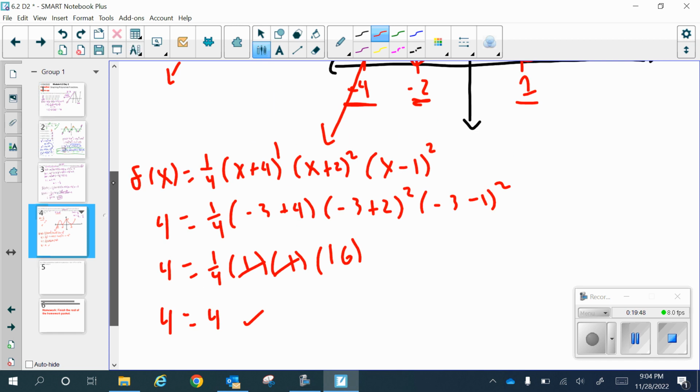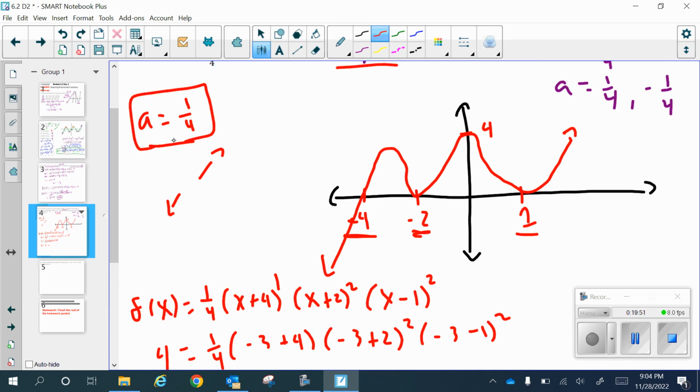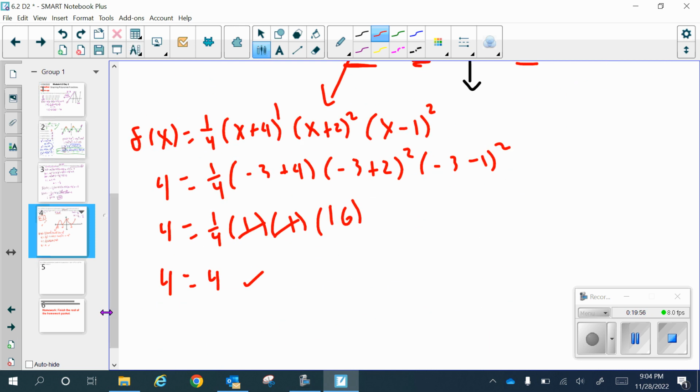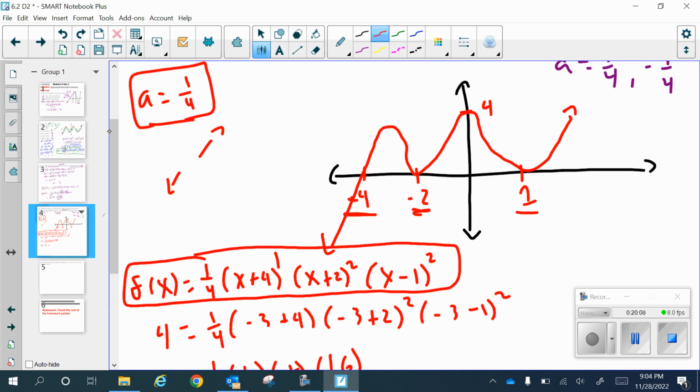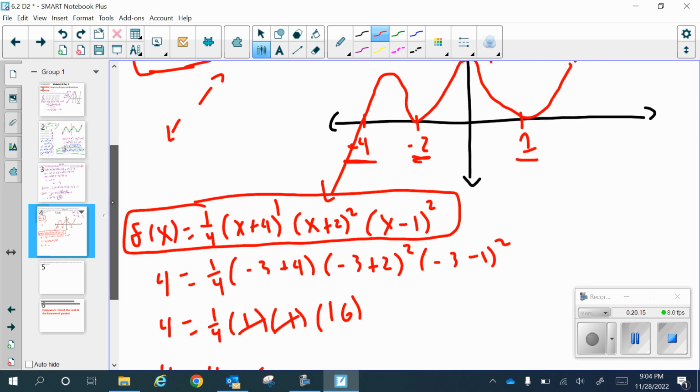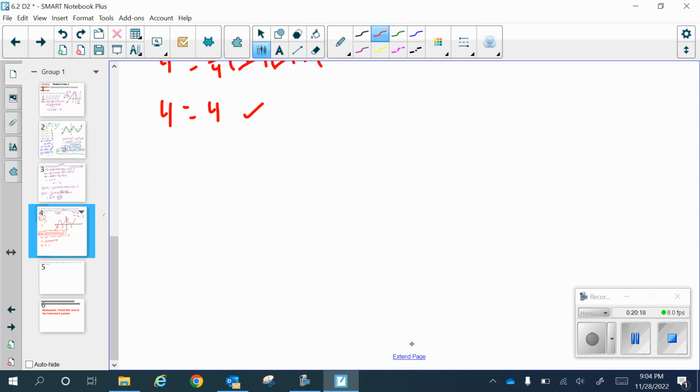So that means this is the real leading coefficient. My leading coefficient is a equals 1/4. So this right here is my equation of the polynomial. But just because we figured it out, we're going to go ahead and do the other a value as well, just to kind of see what happens if we didn't solve for the right one first. So let's see what happens if I solve for the negative leading coefficient first.